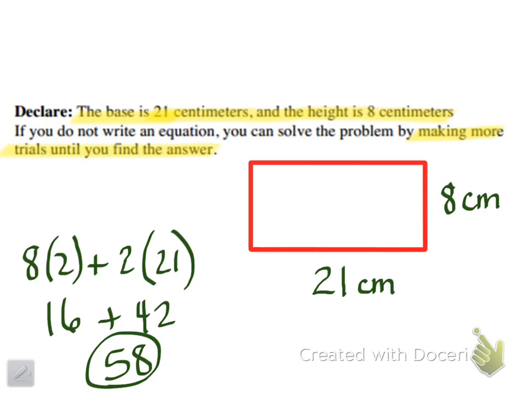We get 58. Okay, but all it's telling you here is you can continue making more trials until you find the answer. So you can continue changing these values until you find the answer. That takes a little longer, but it's another strategy.